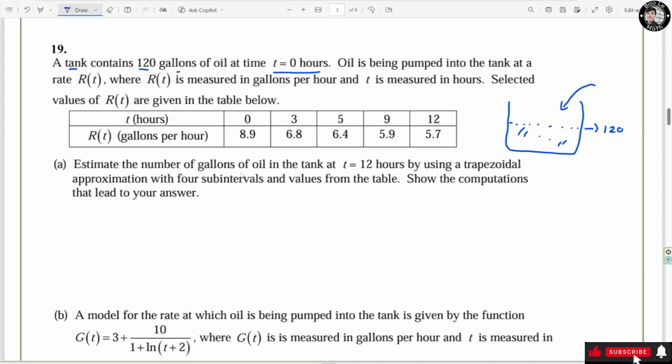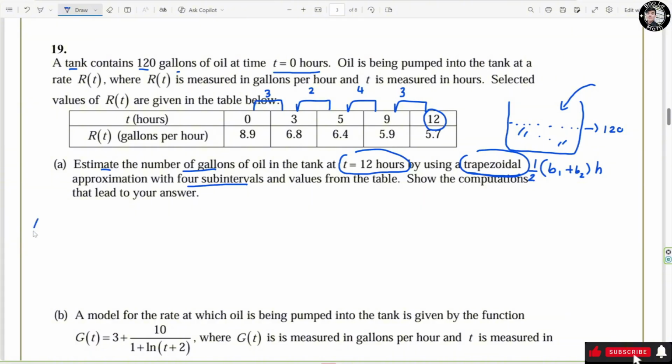Now, question A, we need to use the trapezoidal rule with 4 subintervals to estimate the number of gallons of oil in the tank at t equals 12 hours. So 4 subintervals, so you have the first interval right here, second, third, and 4. The widths right here are 3, 2, 4, and 3. And this one is the trapezoidal rule. Remember, the area of a trapezoid is given by the formula base 1 plus base 2 times the height divided by 2, so I'm going to multiply by 1/2.